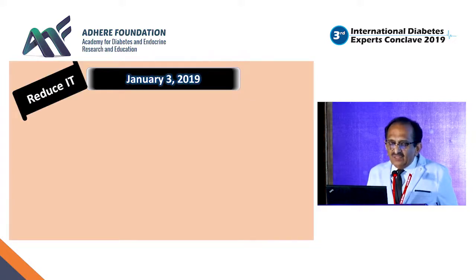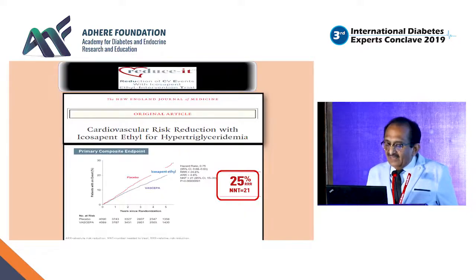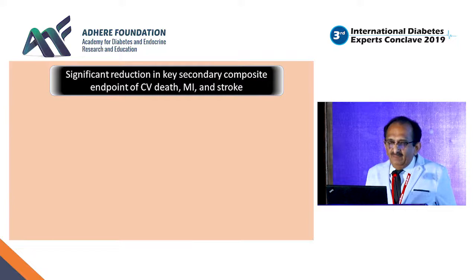Then the last one was the REDUCE-IT trial, which Dr. Ajay Kumar told you, cardiovascular risk reduction with icosapent ethyl for hypertriglyceridemia. And these are the data. 25% relative risk reduction. This is on top of statin therapy. They were targeting triglyceride, and number needed to treat is only 21. Significant reduction in key secondary composite endpoints: CV death, MI and stroke. 26% reduction. Number needed to treat is 28.